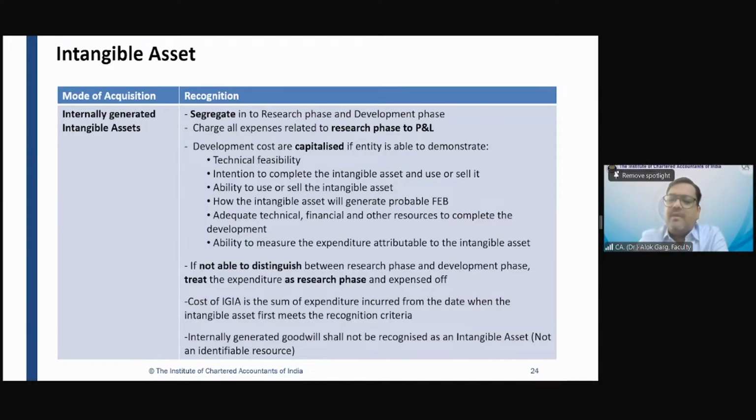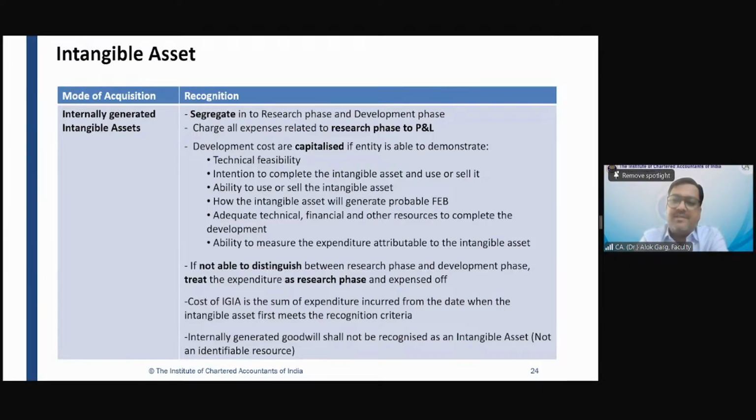When they were doing a lot of research, there were two aspects whenever a company is developing an intangible asset. Aspect number one is the research phase. Number two is the development phase. So the internally generated intangible asset has to pass through two different phases: research phase and development phase.